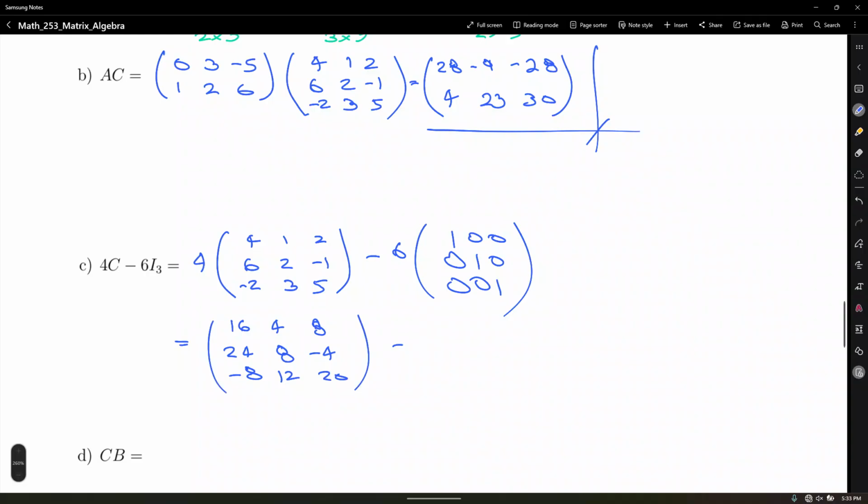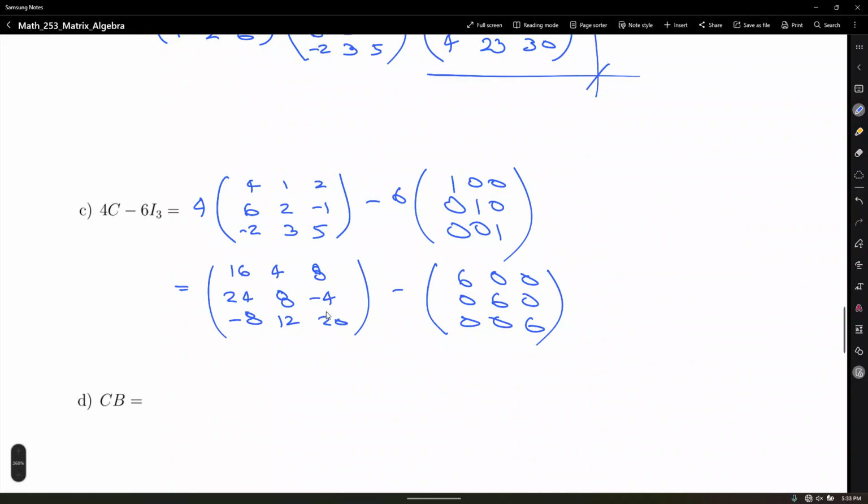Well, the only entries that get affected by the multiplication by six are the ones in the main diagonal because everything else multiplied by zero is still zero. So six, six, six, zeros everywhere else. Now, I'm not going to subtract six from all the entries. Some of the entries are going to remain the same because we're going to subtract zero from some of them. The only elements that get affected by this difference are the ones along the main diagonal.